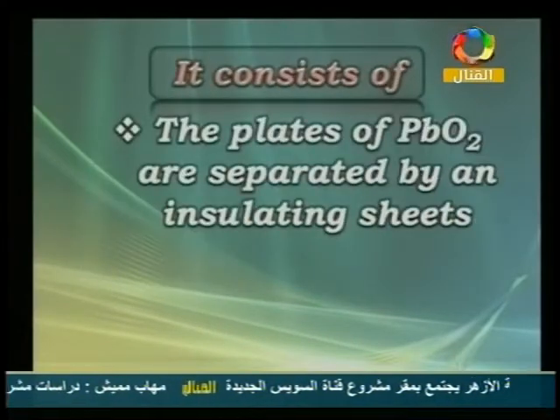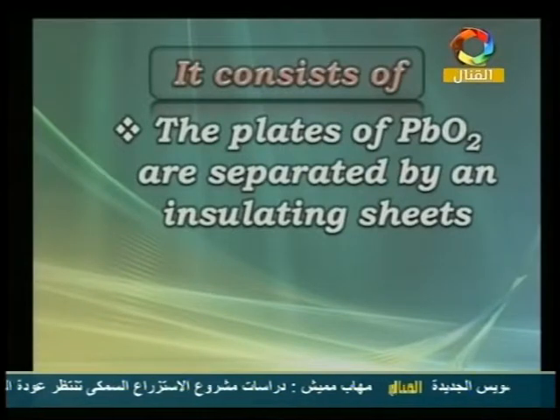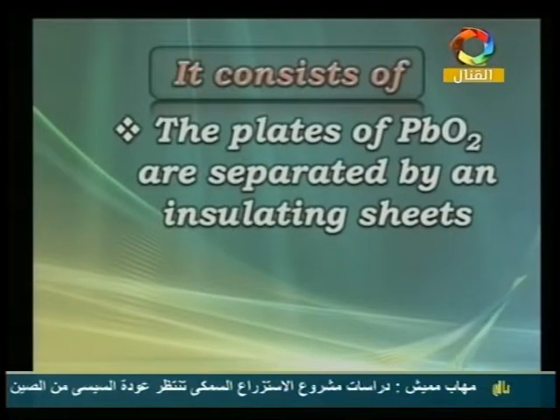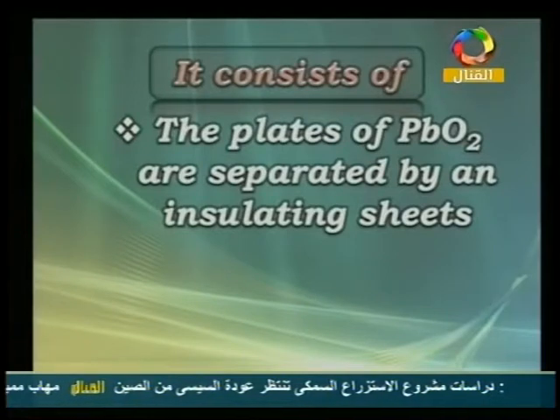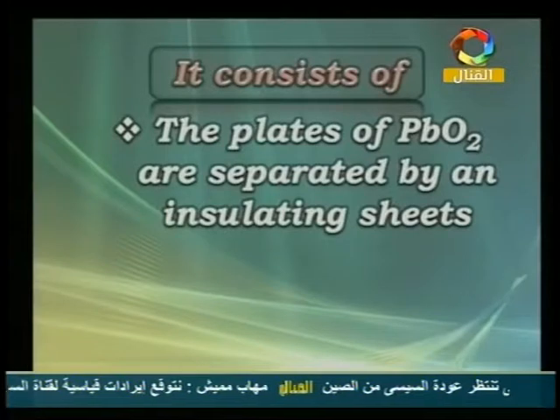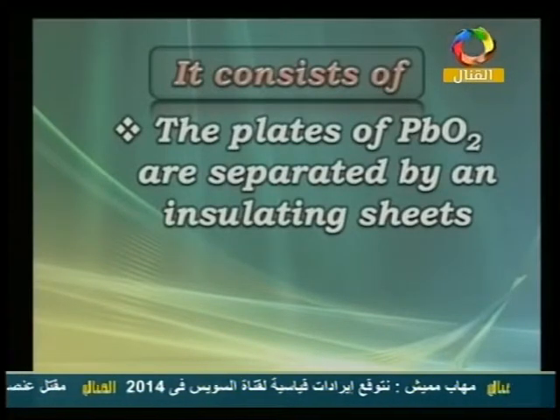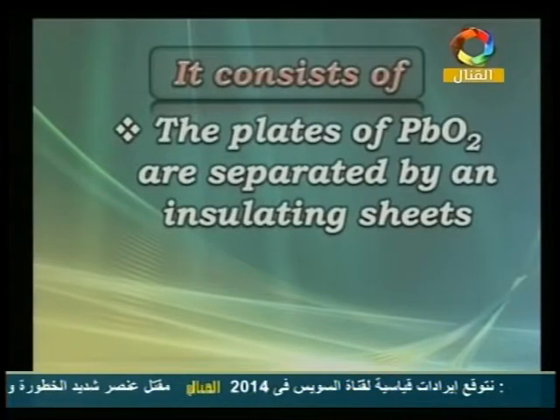And we have another thing. It's the structure, the plates of PbO2, separated by insulating sheets. So we have the spacer. It's insulating sheets to make the time very long to use this part of the electric cells.